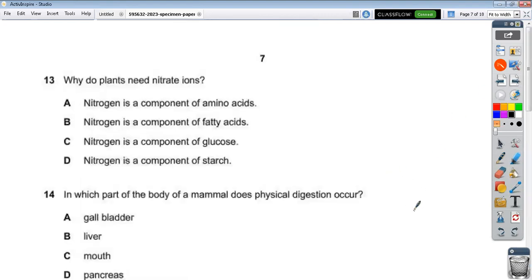Why do plants need nitrate ions? Is it A? Yes, to make amino acids.